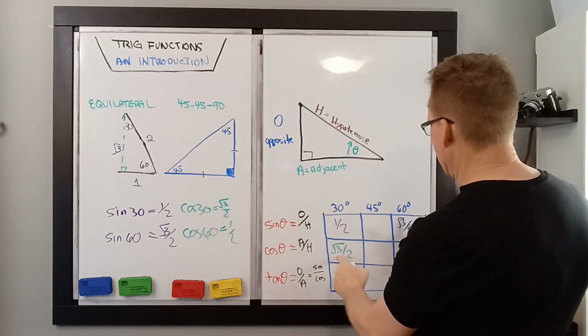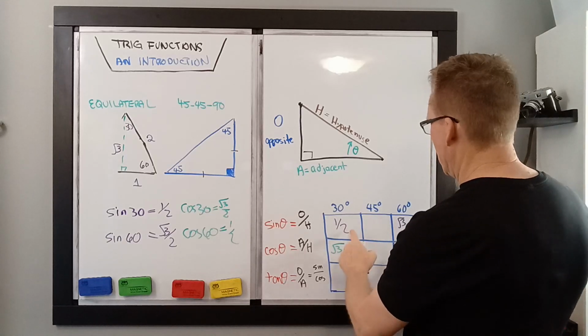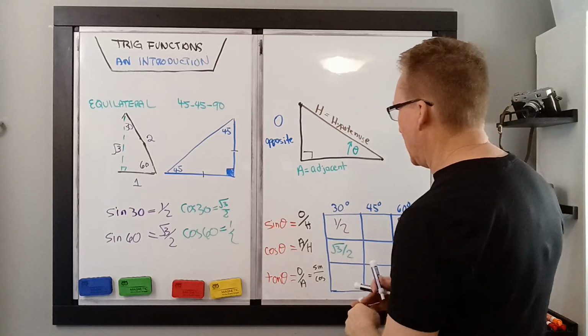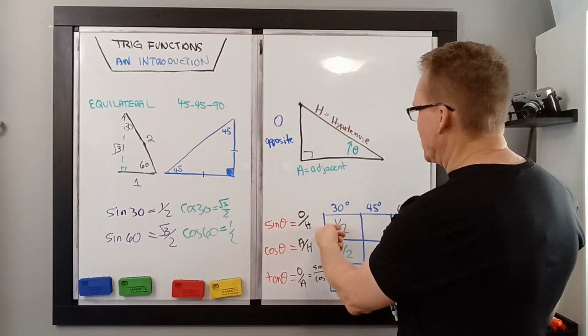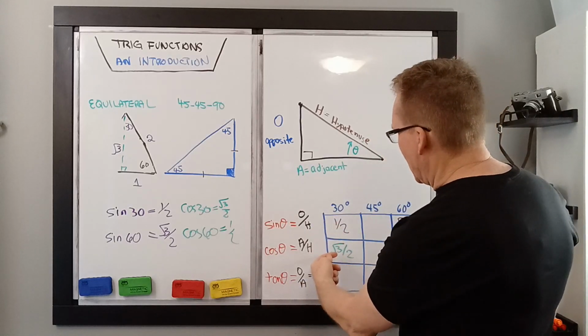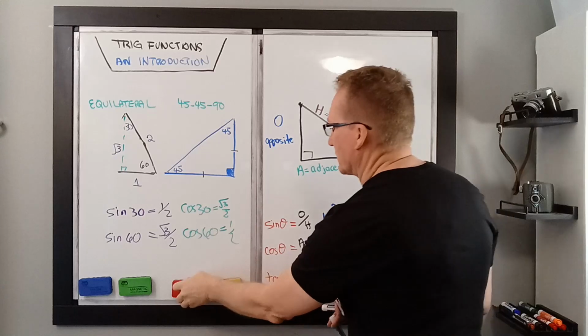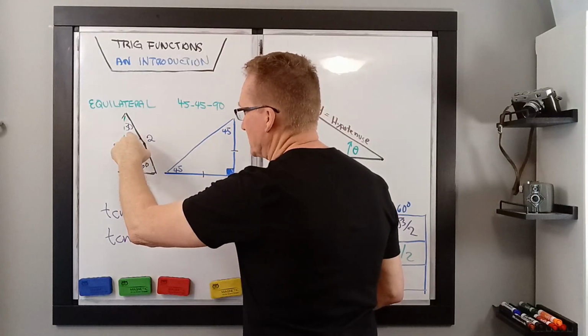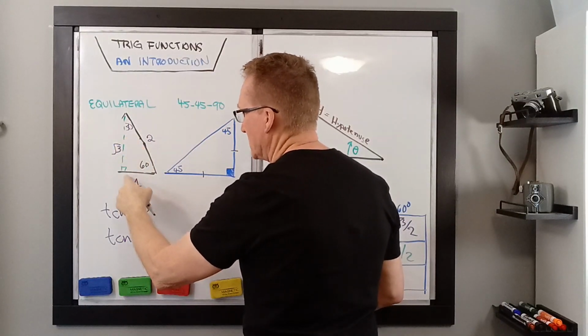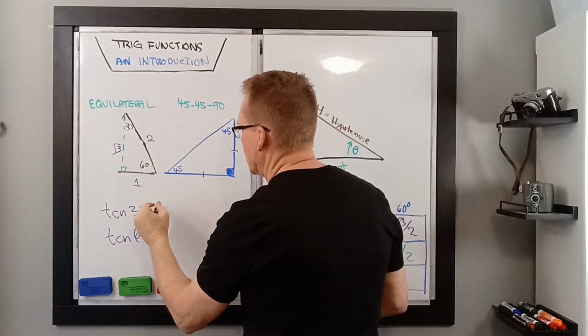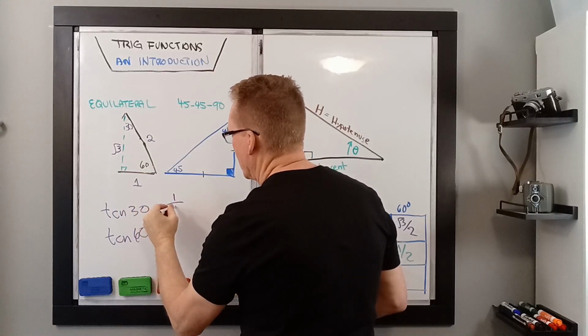Now notice these two are switched from each other. Root 3 over 2 and 1/2. And now we want to just look at the tangent. We could just simply take the sine and divide by the cosine, or we can look back over here. The tangent of 30 is going to be this one here. It's going to be the opposite over the adjacent. So that's 1 over root 3.